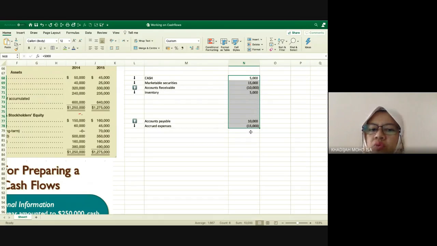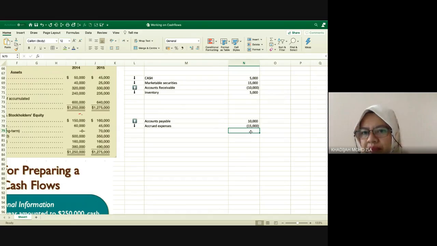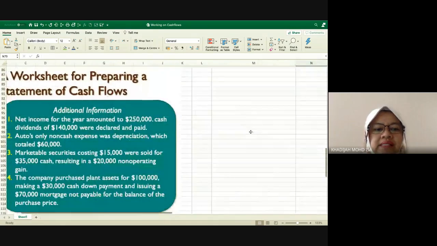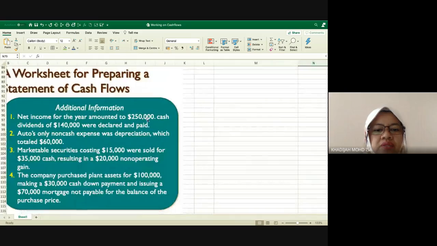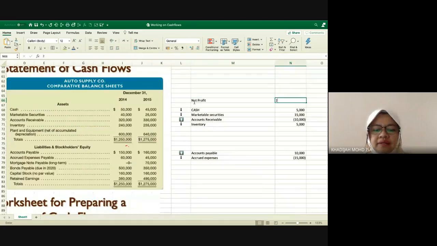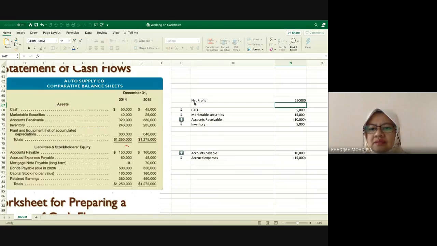So what you want actually is the net impact later. But then you have other information. It says that the net income for the year amounted to 50,000. Cash dividend of 140 were declared and paid. So based on this information, let's start with your net profit. How much is your net profit? 250,000.